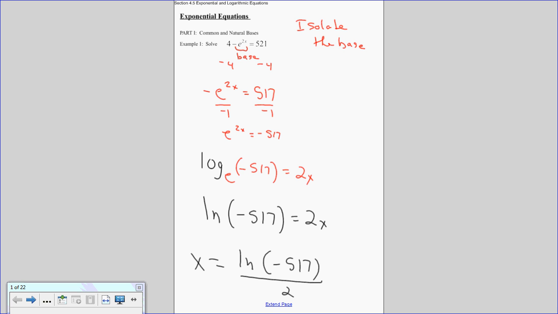Now, think about the graph of a log. When we graph a log, we have a vertical asymptote here, and it looks like that. The domain of any log is any x value greater than 0. So it turns out this one is no solution. I can't find a number raised to the 2x power that when I take 4 minus that number equals 521. But the process holds true for any equation like that.